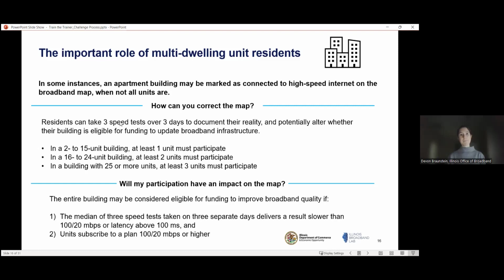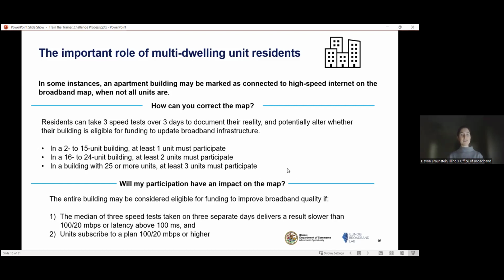So how can you correct the map? Residents of a multi-dwelling unit can take 3 speed tests over 3 days to document what they're experiencing and then potentially alter whether their building is eligible for funding to update broadband infrastructure. So there's a couple of thresholds based on how big the building is. In a building with 2 to 15 units, at least one unit must participate in that 3 speed tests over 3 separate days. In a 16 to 24 unit building, you got to have at least 2 units doing this. And then in a building with 25 or more units, at least 3 units must participate.